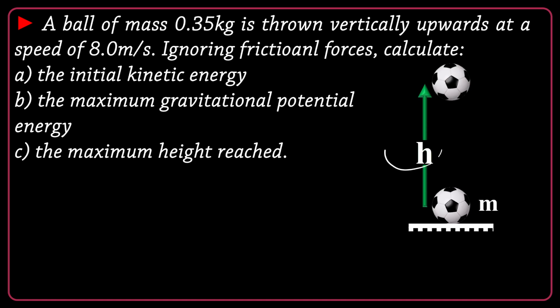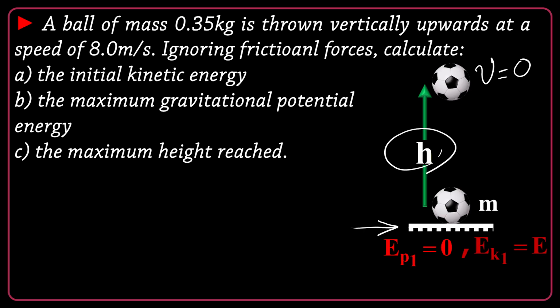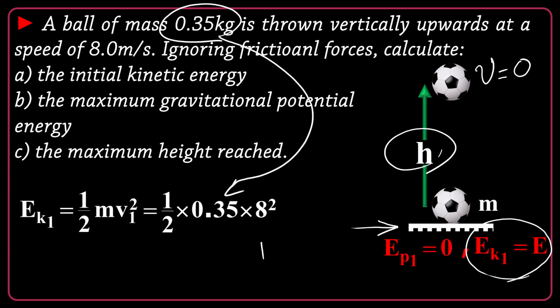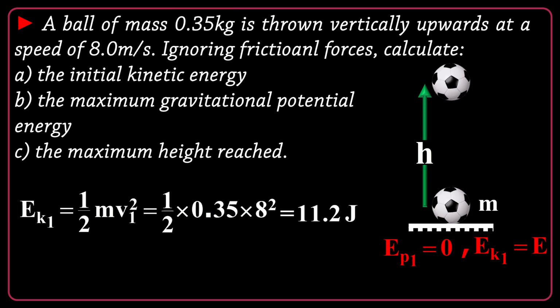Maximum height reached may be this, when the ball stops at the peak point. At the beginning, if it's supposed to be the ground state, there is no potential energy, but we have kinetic energy. So the mechanical energy is wholly kinetic energy. Kinetic energy at the beginning is a half of mv squared, the initial kinetic energy. Let's plug in the values, the mass 0.35 and the initial speed 8 as mentioned. So the answer is going to be 11.2 joules.